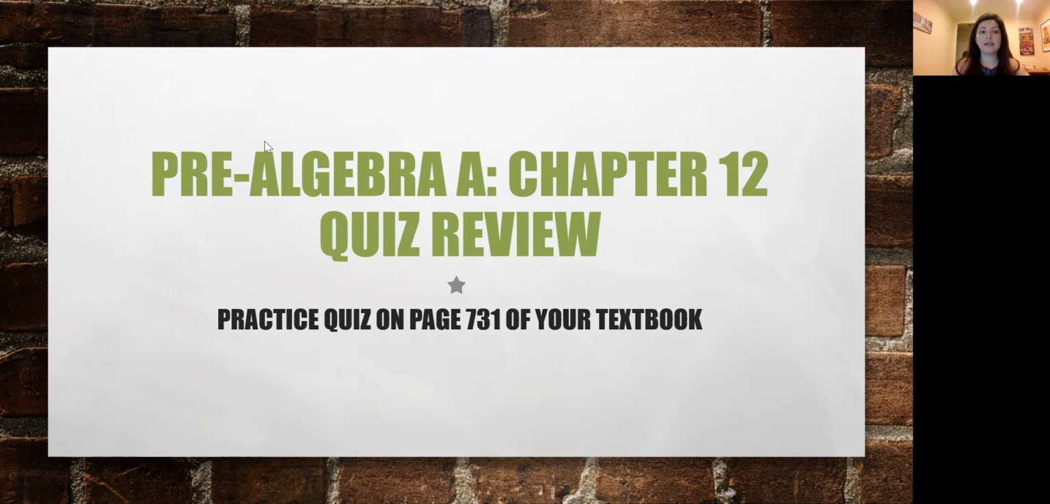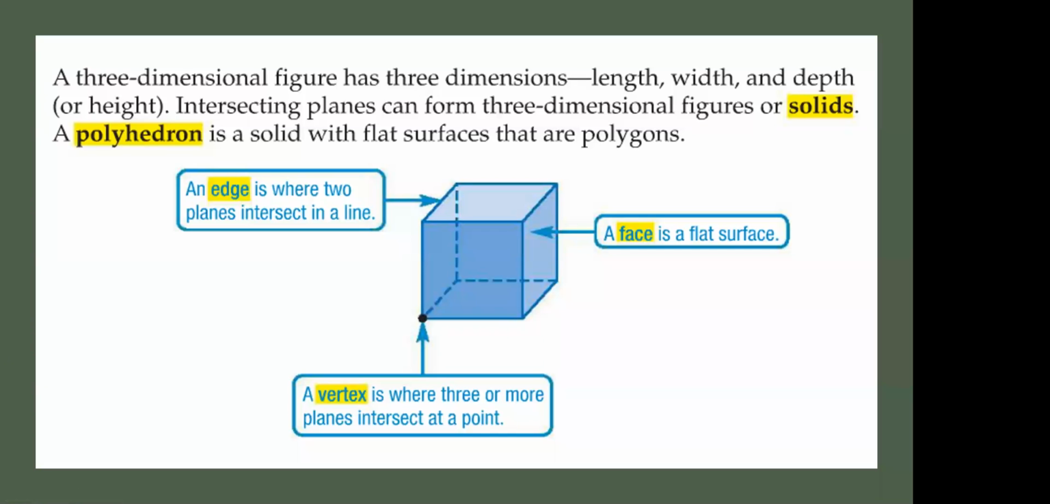Like I said, this is a review for the Chapter 12 quiz for pre-algebra. Okay. So Chapter 12 is all about three-dimensional figures. Three-dimensional figures have a length, a width, and a depth or height. Intersecting planes can form three-dimensional figures or solids. A polyhedron is a solid with flat surfaces that are polygons. Okay, so there's some vocab that you need to be familiar with.